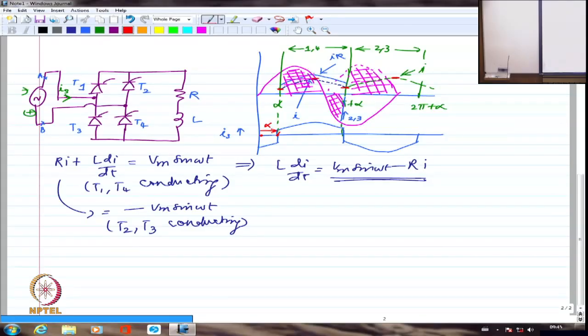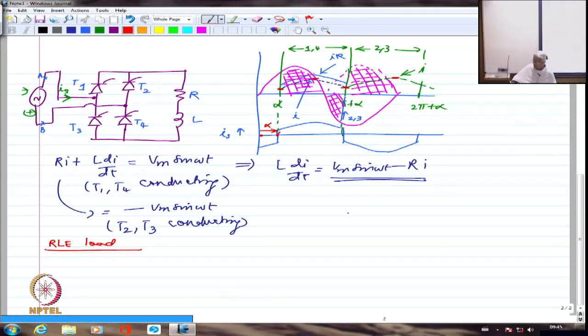Right? Now, if I have an RLE load, which is like a DC motor drive, for example, which is already running, so it will have a back EMF, right? And if it has a back EMF, you are going to have definitely that back EMF opposing the current. Back EMF will not aid the current. If it aids the current, it will go to infinity, literally.